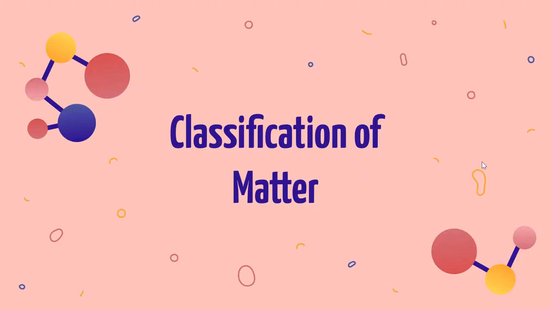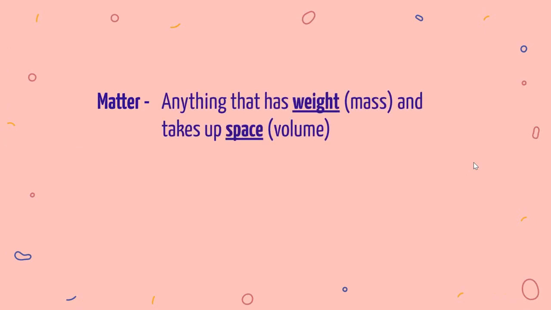In this video, I'm going to be covering Unit 1, Section 2, Classification of Matter. But first, let's define what matter is. Matter is anything that has weight or mass and takes up space or volume. Really, in chemistry, it's everything. Air is matter, carpet is matter, food is matter. Really, everything we deal with is made up of matter.